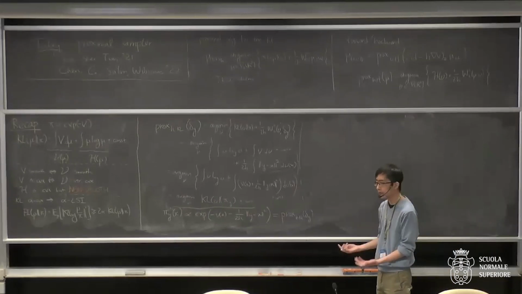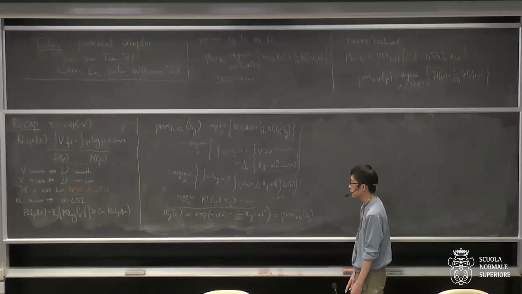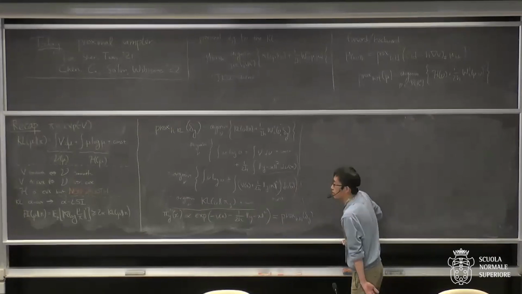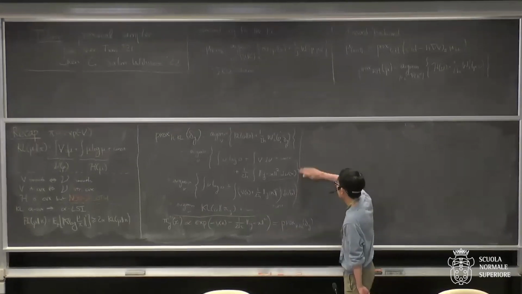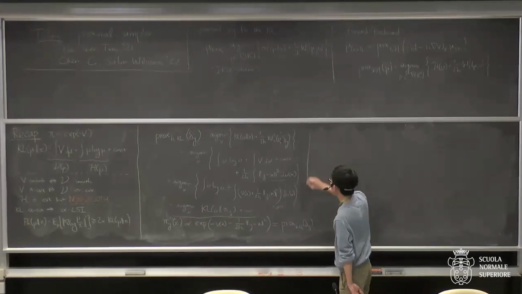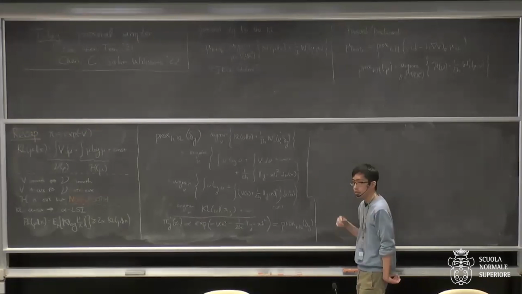Okay, so I claim that when the step size h is very small, it's possible to implement or sample from this density. So the question is, how small does h actually have to be? The way that you can sample from this is via rejection sampling.